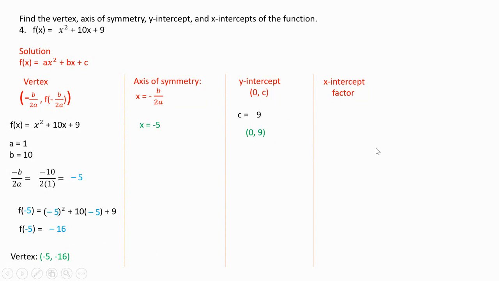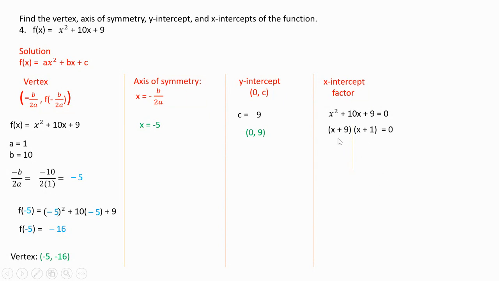Now, for the x-intercepts, we have to factor, which means I'm going to let the f of x, or the y, equal 0. And all we do is factor. Okay. I believe I did a workshop on factoring like the third week of the semester. If you guys don't know how to factor, go back and watch that PowerPoint. But this is how you factor x squared plus 10x plus 9.